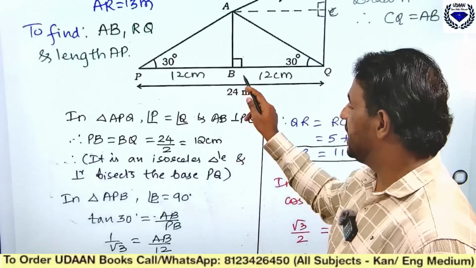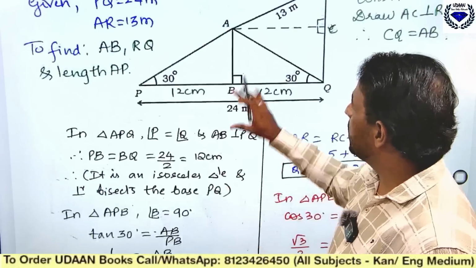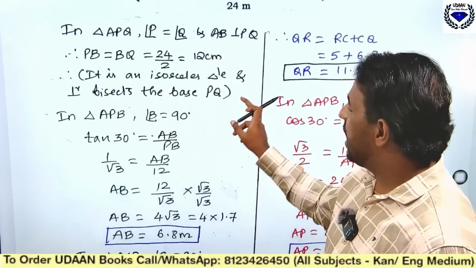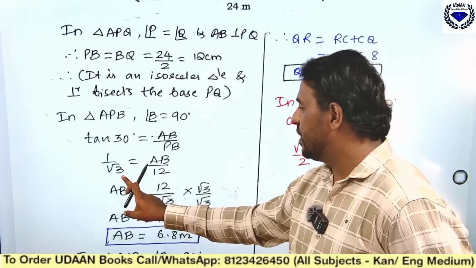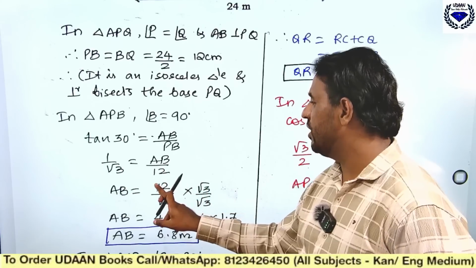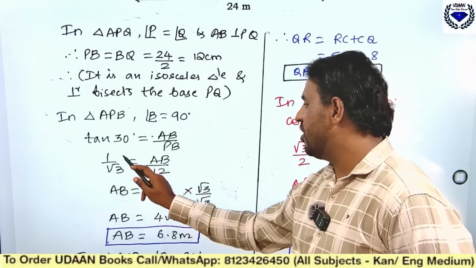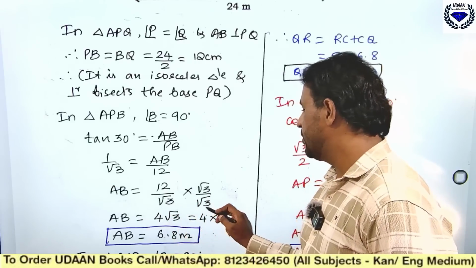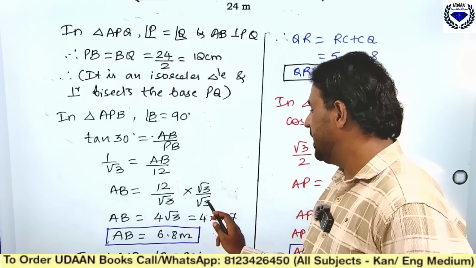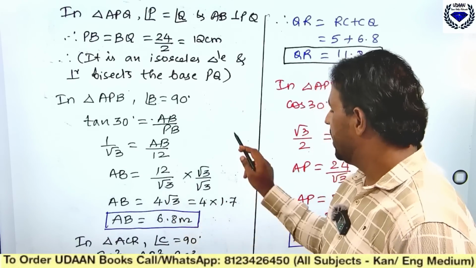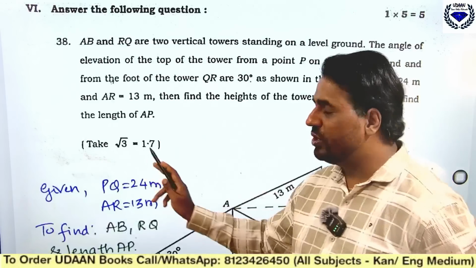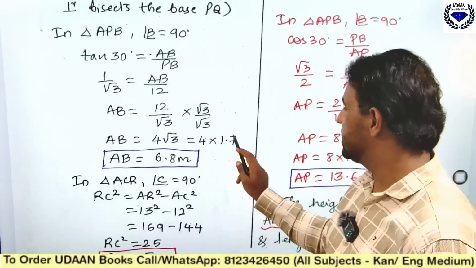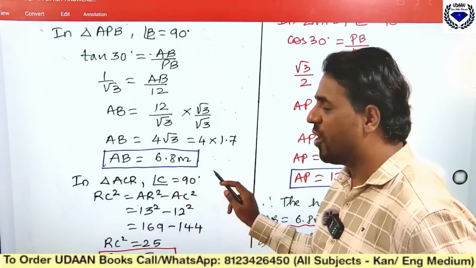Now you take this triangle APB. In triangle APB, tan 30 is opposite divided by adjacent. So AB by BP, tan 30 is 1 by root 3, equals AB by 12. So transfer 12 to the numerator, 12 by root 3, rationalize the denominator: into root 3 into root 3. So 12 root 3 by 3, 3 fours are 12, you will get 4 root 3. Now in the question they said root 3 is equal to 1.7, you should take that itself. So 4 into 1.7 will give 6.8 meters.